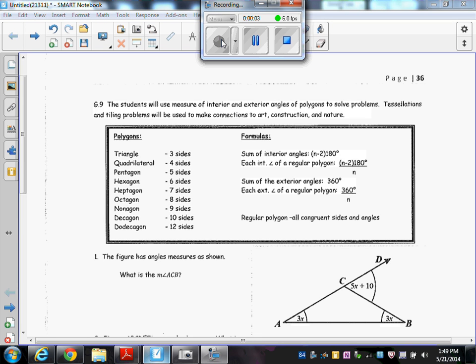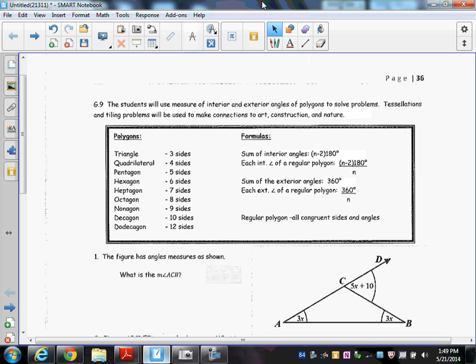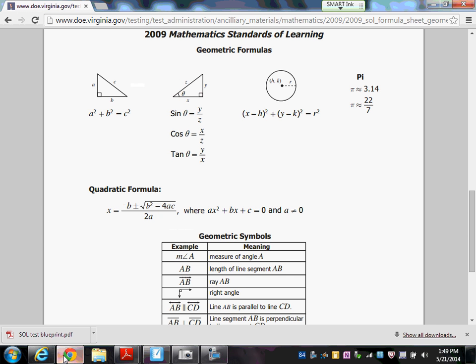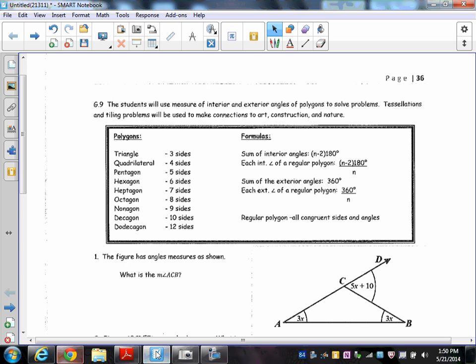This video is going to go over page 36 of the workbook, which talks about certain formulas that we're going to need to know for polygons. These formulas are so important that I've been telling my class to write them on their formula sheet. You do have room to write it right here, but because I write so large and the screen's so big, I'm going to write them on a different page.